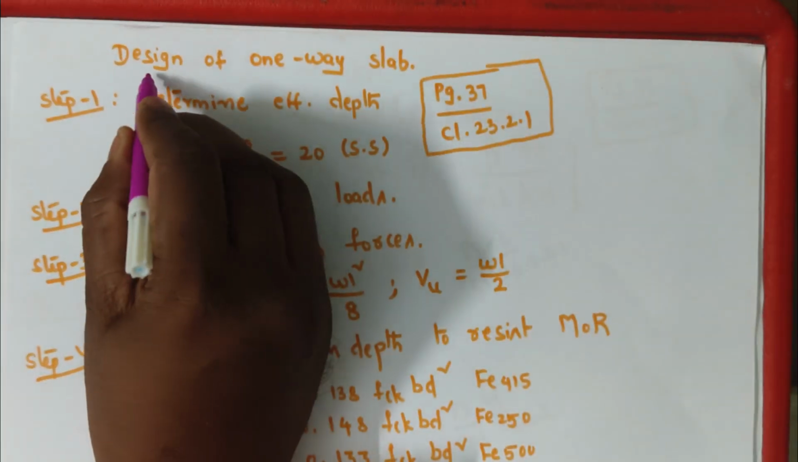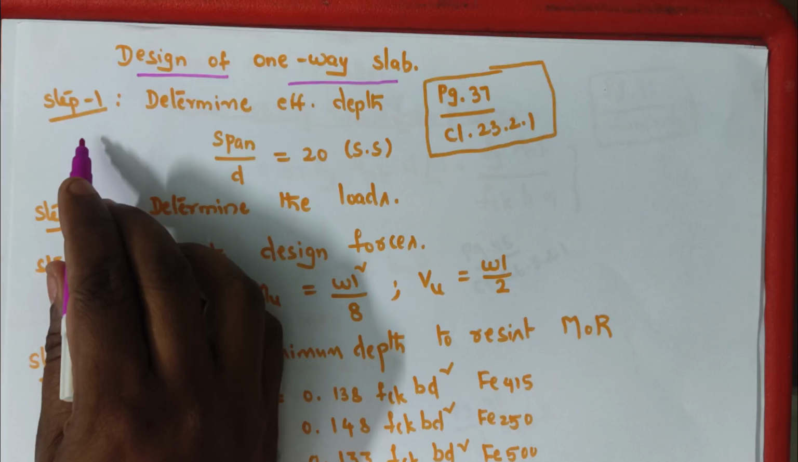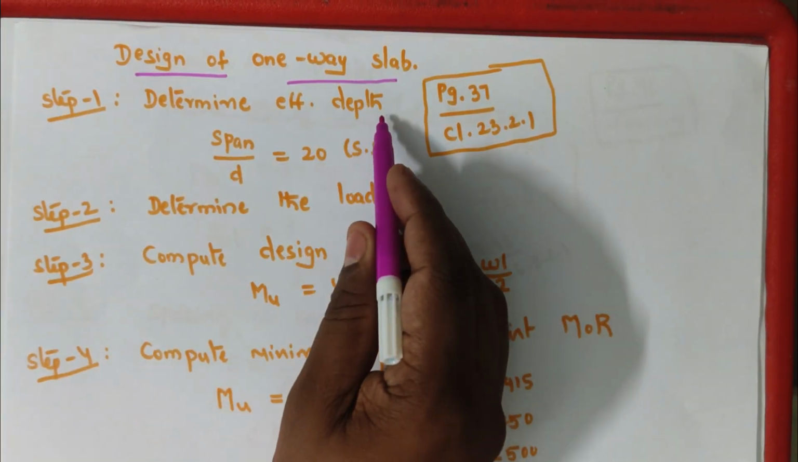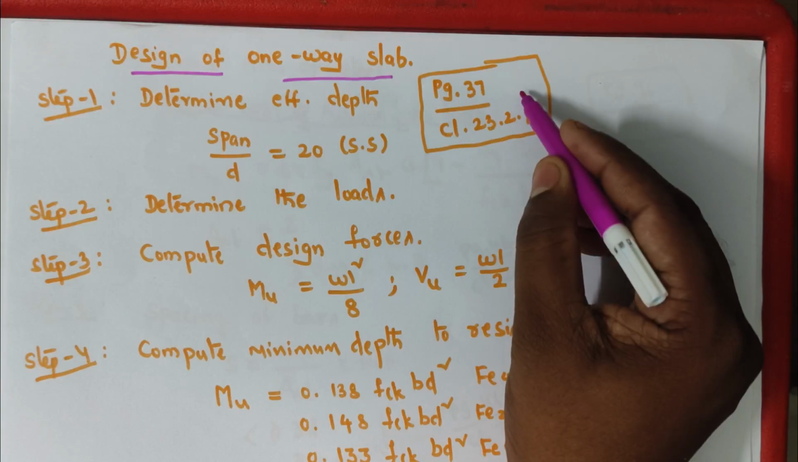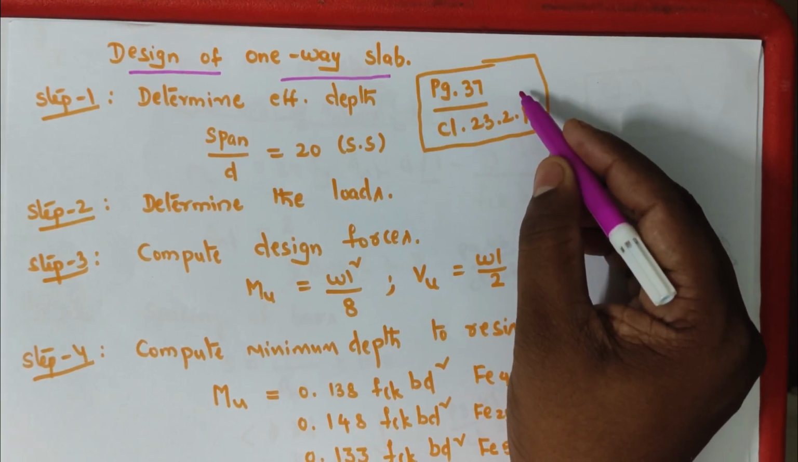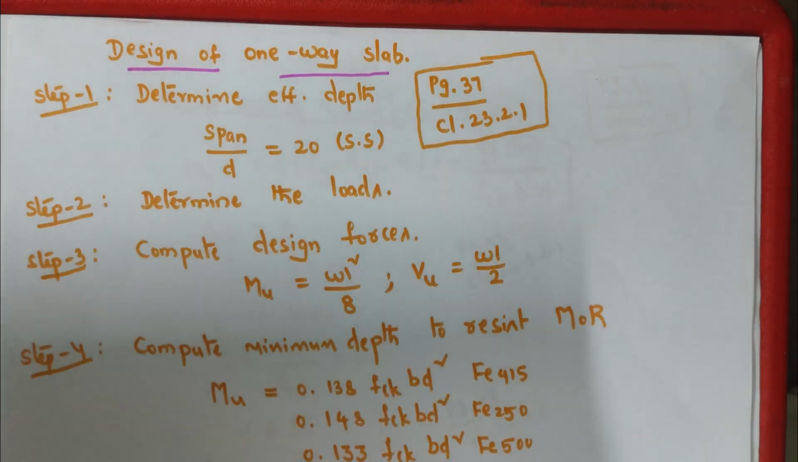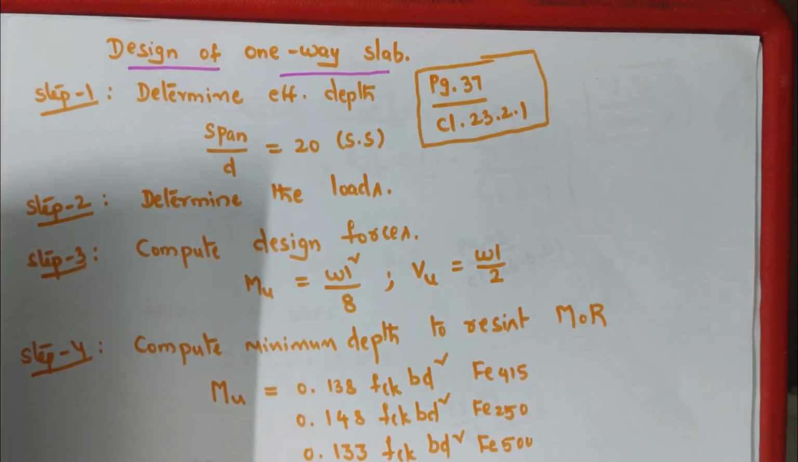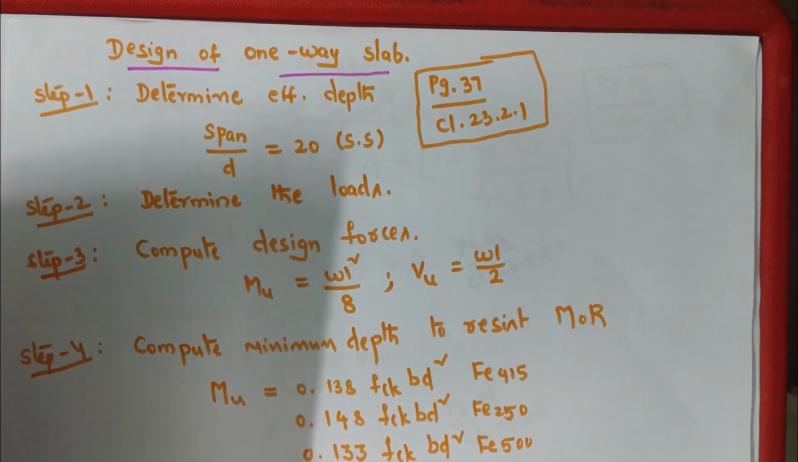Coming to the design of one-way slab. Step number 1, determine the effective depth. Page number 37 of IS 456. There is a clause on effective depth.